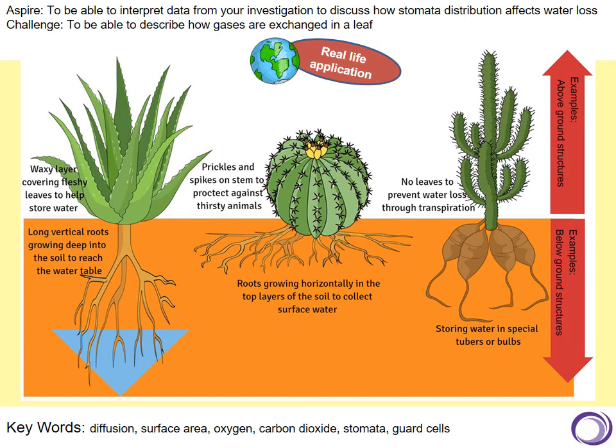Okay, so here we have 3 examples of plants that you might find in a desert habitat. The kind of adaptations that they have: the one on the left has got a waxy layer which helps to store water and prevent evaporation. The one in the middle has got prickles on it which will stop animals coming and eating the plant to get the water. And the one on the right has no leaves, and that prevents water loss through transpiration.